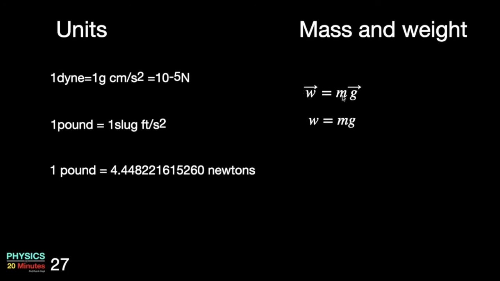How are mass and weight related? Mass is a scalar quantity, weight is a vector quantity. Weight of an object is given by mass into acceleration due to gravity. Gravity direction is downward. Therefore, the weight also works in the downward direction. Weight is a force, remember. Magnitude of the weight is given by mg.